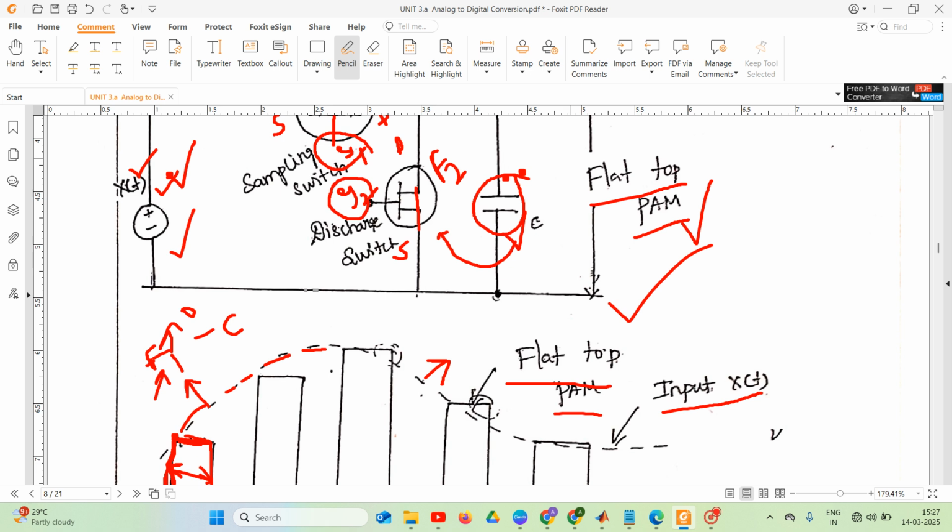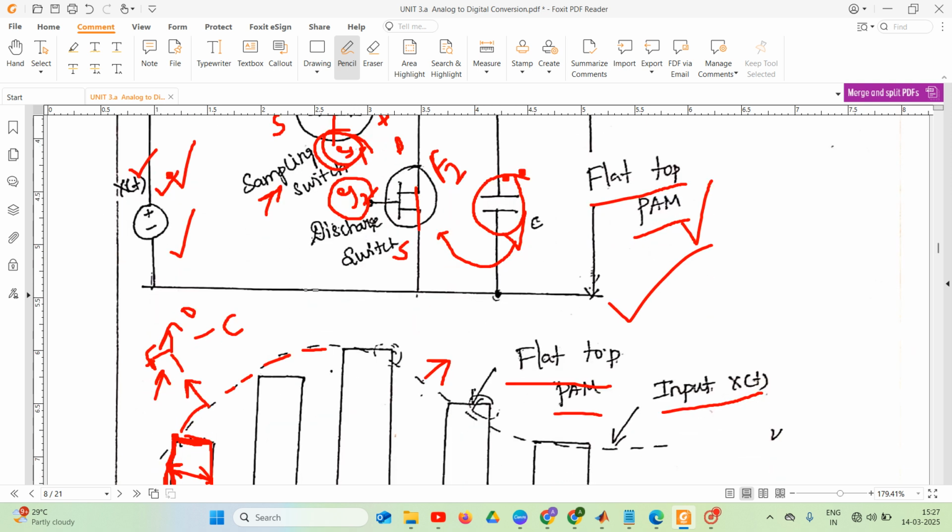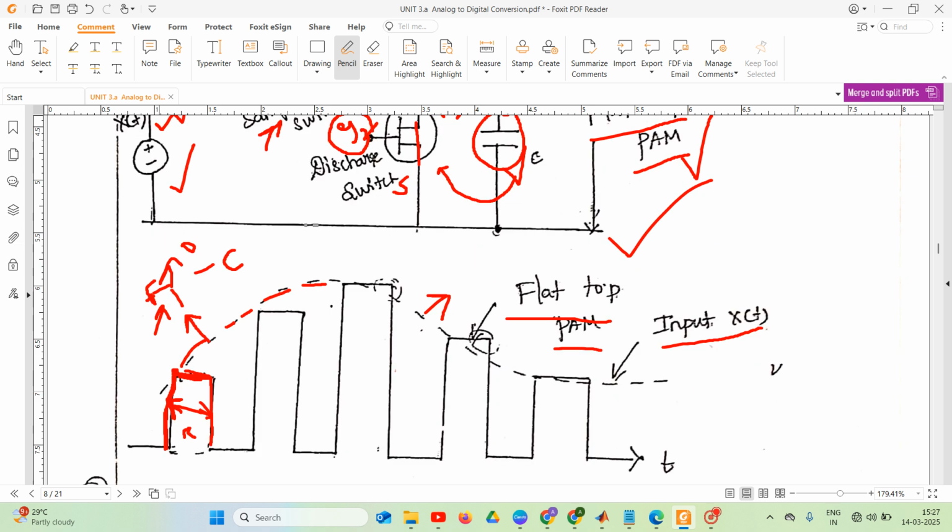So here the FET 1 we call this one as a charging switch. We can also call this one as a sampling switch. The FET 1 is a charging switch, FET 2 is a discharging switch. So based on our input signal, which we are applying at the G1 and G2, the capacitor charges and discharges. So based on the charging and discharging of the capacitor, we will get the pulse. It is a sequential rectangular pulse.